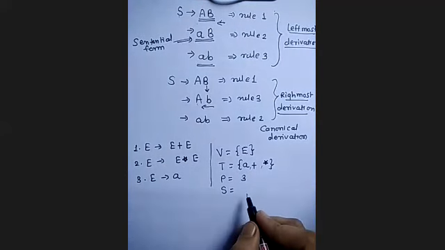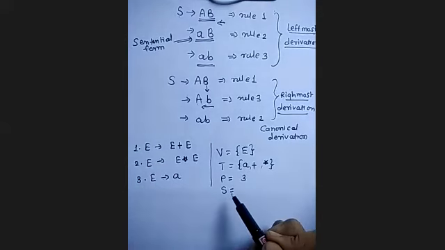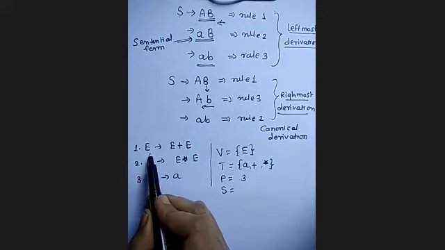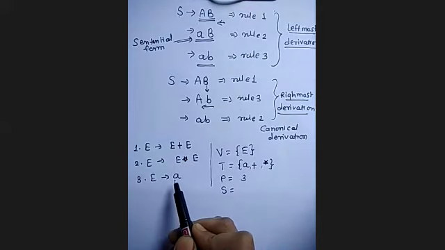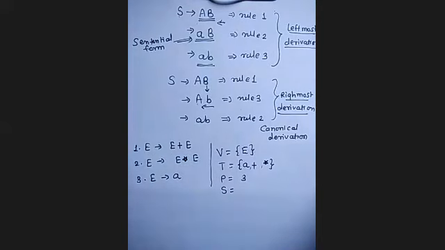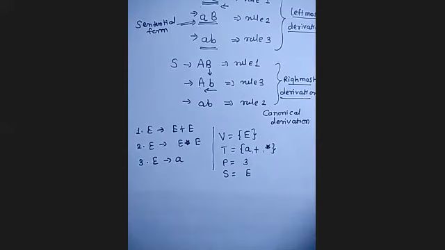What is the start symbol here? Yeah, correct. Because it is not explicitly mentioned, the left hand side of the first production rule is the start symbol. Just a minute. So that is the correct answer. Start symbol here is E. Okay. So now you know all this.